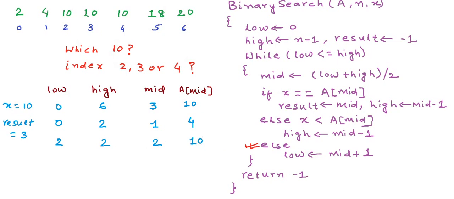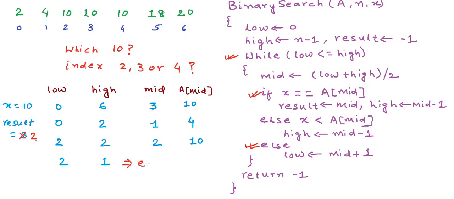Now we come to this condition. We again came to x equal to the middle element of the segment. So we now modify result to the new index at which we have found x. So result will be now 2, and high becomes mid minus 1, which will be 1. Low is 2. Now this condition low less than or equal to high fails. So we exit the while loop here.